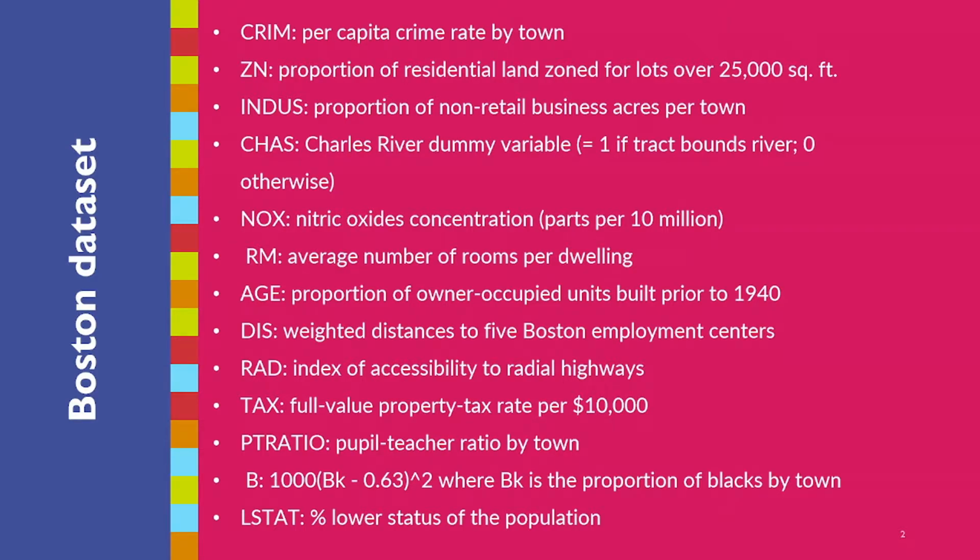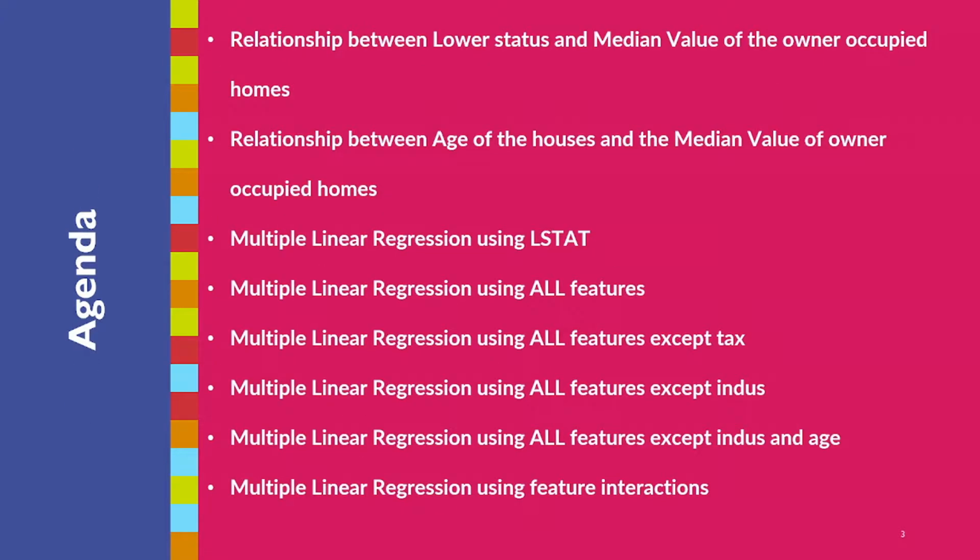Boston employment centers, index of accessibility to radial highways, full value tax rate per $10,000, pupil to teacher ratio by town, the black proportion by town, and the percentage of lower status of the population. So these are the variables and these are used to predict the price of the house.